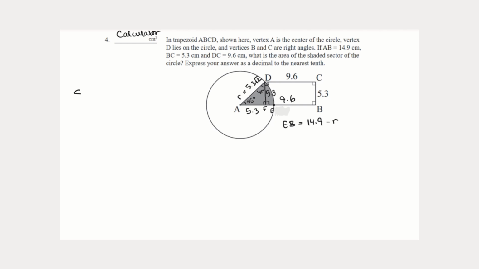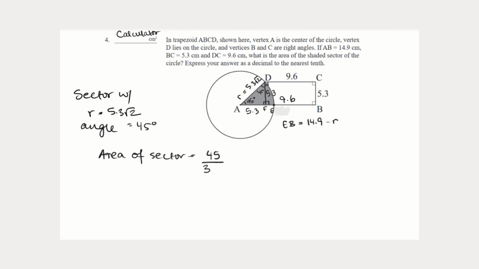So now we have a sector with radius equals 5.3 root 2. The angle of the sector, the amount it takes up, is 45 degrees, and we need to figure out the area. The area of the sector is only a fraction of the circle. The fraction is 45 out of 360 degrees, because it's taking only 45 of the 360 degrees, times the area, which is r squared pi. So that's 5.3 root 2 squared pi.